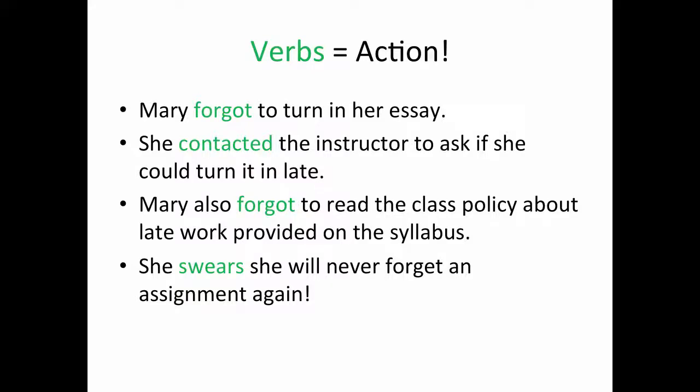While it is not unusual to have more than one verb in a sentence, here are some examples of complete sentences that use these sample verbs to indicate action happening in a sentence. Mary forgot to turn in her essay. She contacted the instructor to ask if she could turn it in late. Mary also forgot to read the class policy about late work provided on the syllabus. She swears she will never forget an assignment again. Remember that the verb must also have someone or something doing this action when you are trying to figure out if a sentence is complete or not.